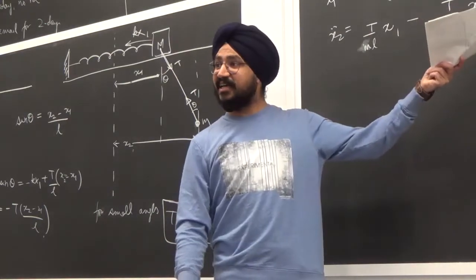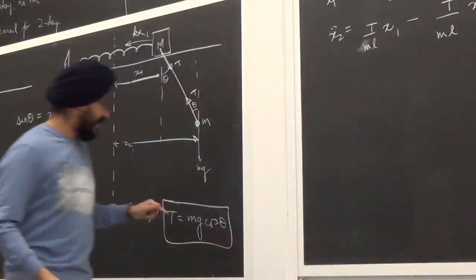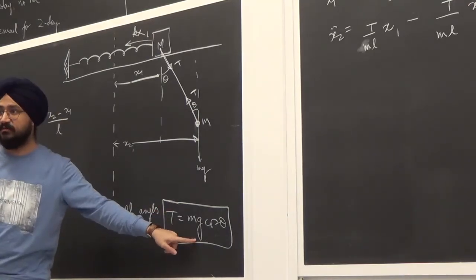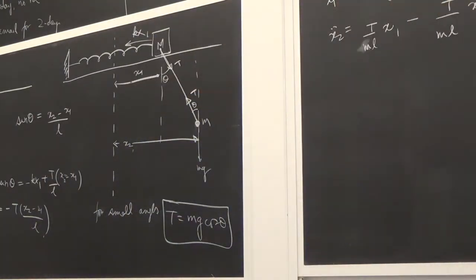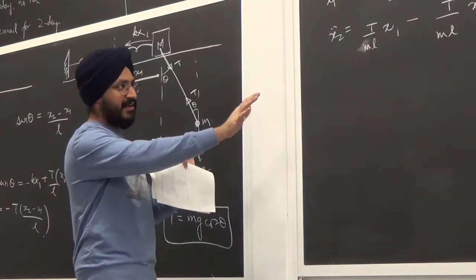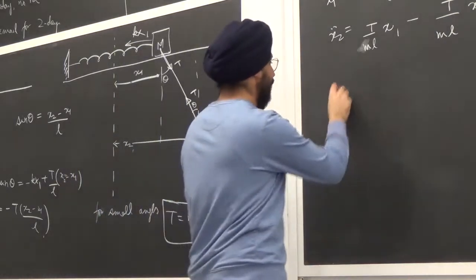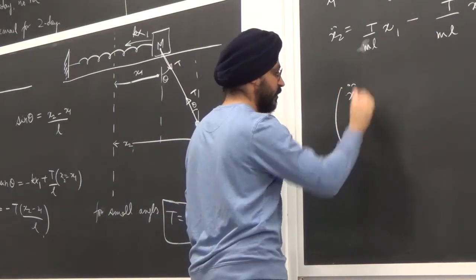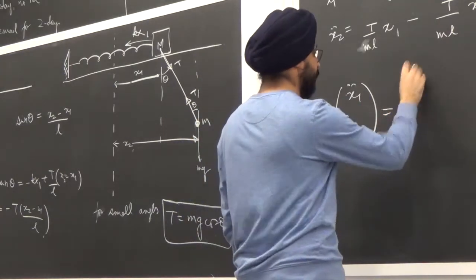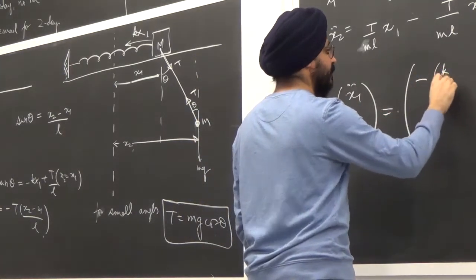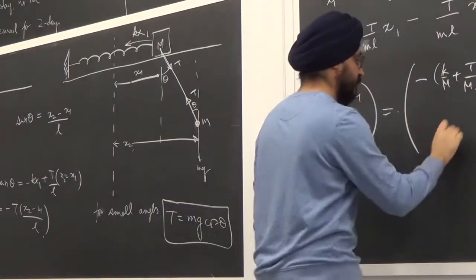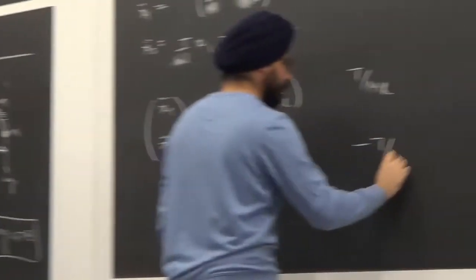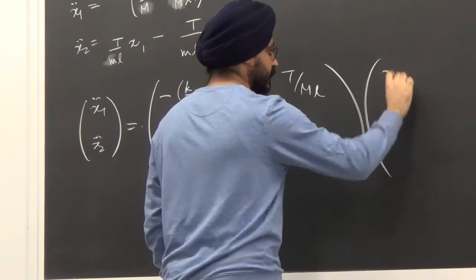This thing is exact. If I make approximations for small angles, then I can replace T with mg only when the angle is small. Because cos has like 1 minus theta squared, and we want linear equations here. Once you have this, you can write a matrix form for the equations. So I have x1 double dot, x2 double dot equals minus k over capital M plus T over ml, T over ml, T over ml, minus T over ml, times x1, x2.